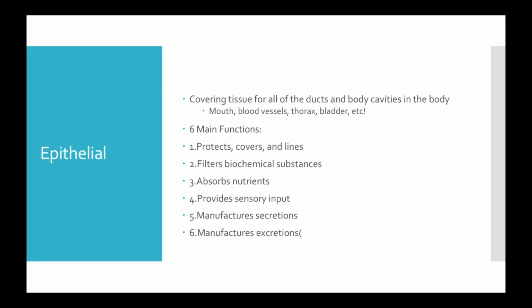So we'll start with epithelial tissue. Epithelial tissue covers all the ducts and the body cavities in the body, so the mouth, blood vessels, thorax, bladder, etc. Six main functions of epithelial tissue: protect, cover, and line, filter biochemical substances, absorb nutrients, provide sensory input, manufacture secretions, and manufacture excretions.